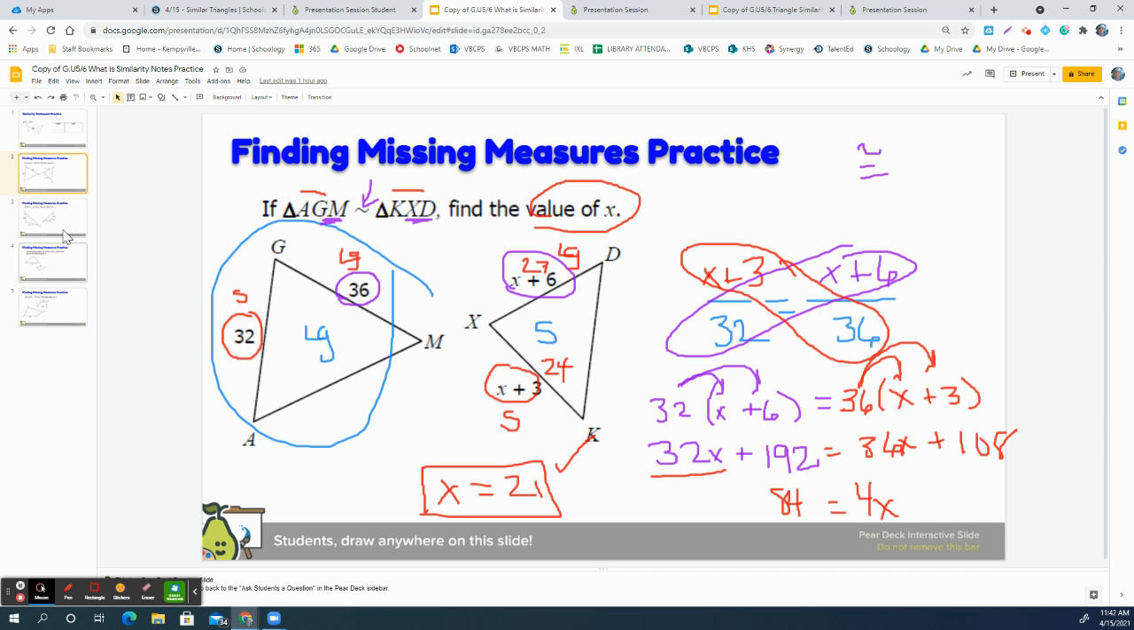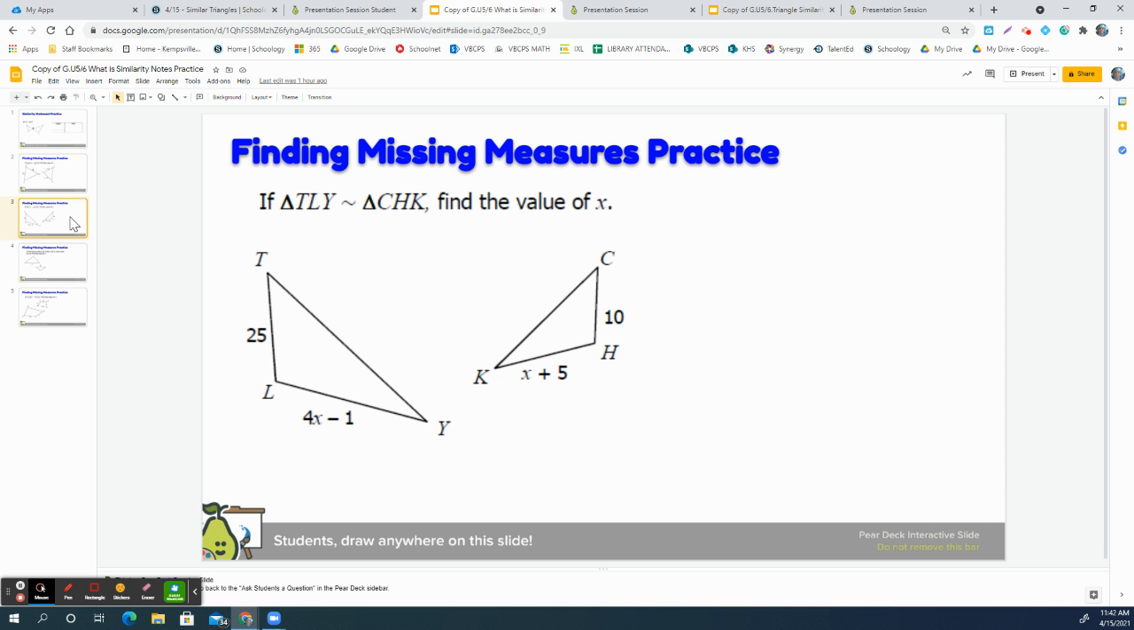How are we feeling about these? Kind of, sort of, maybe? Try slide 3 on your own. How are you going to set this up? I'm watching your Pear Decks.